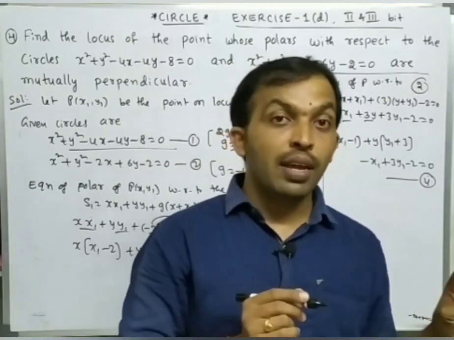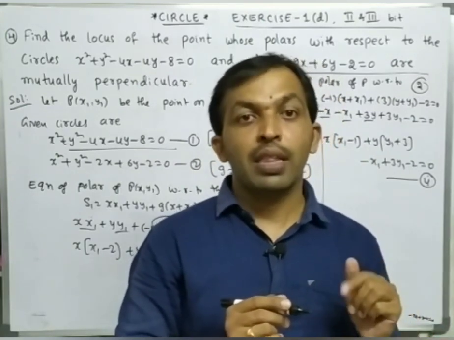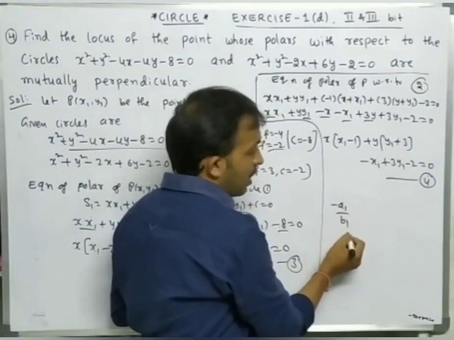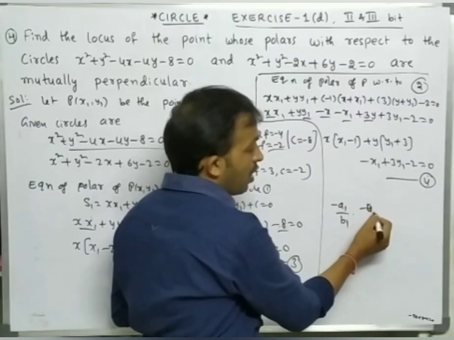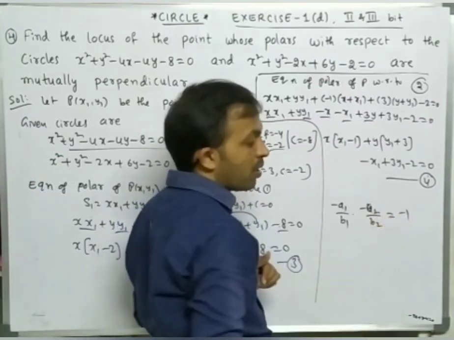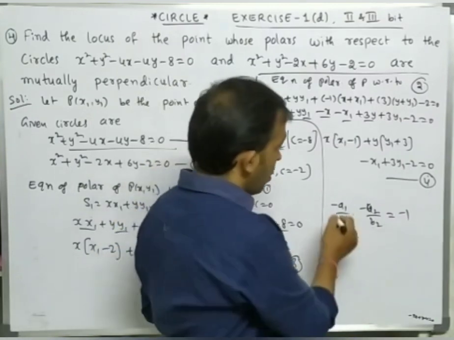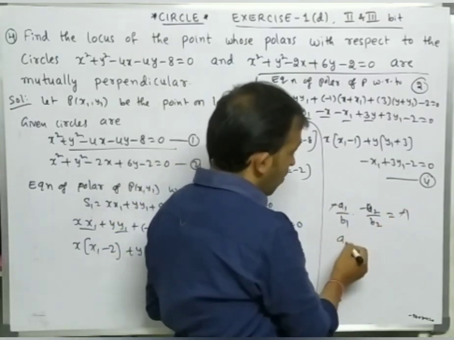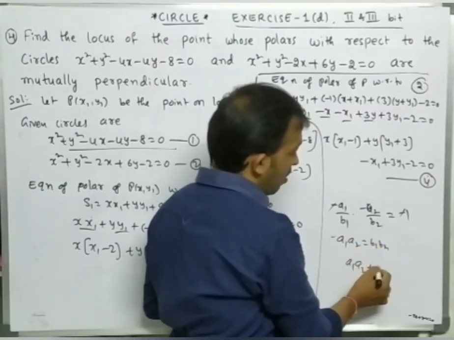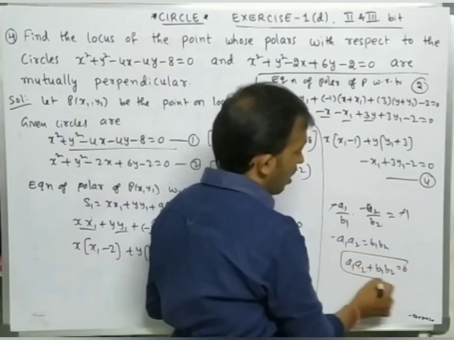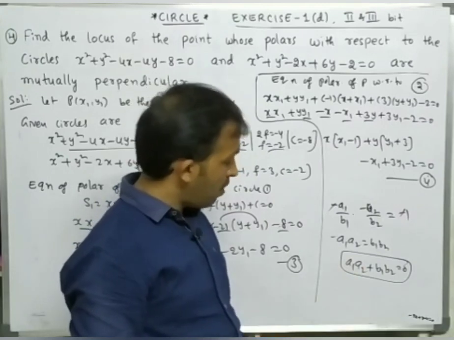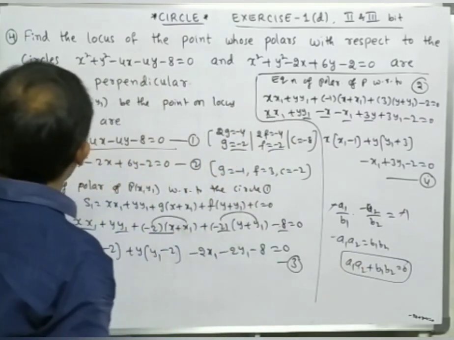That means the product of their slopes is equal to minus 1. If the slope of the first polar is minus a1 by b1 and the slope of the second polar is minus a2 by b2, their slopes' product is minus 1. So minus minus cancel, a1 a2 is equal to minus b1 b2, then a1 a2 plus b1 b2 is equal to 0. This is the condition. Two lines are said to be mutually perpendicular, then a1 a2 plus b1 b2 is equal to 0.